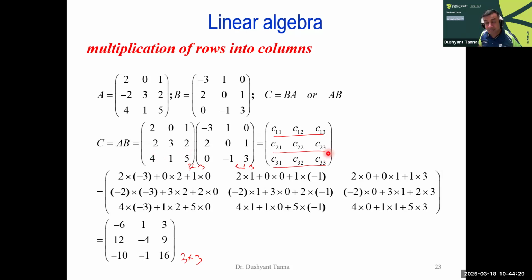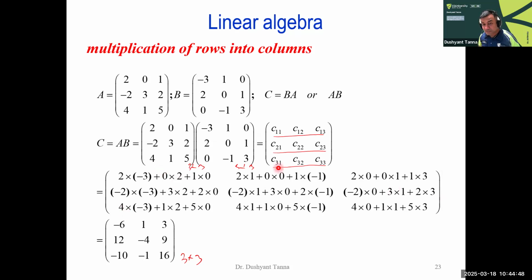Right, 2, 3. What does it say? Second row, right? Second row with the third column. Second row with the third column: -2 times 0, 3 times 1, and 2 times 3. Okay, wherever there is a minus, just put some brackets, so it's very easy to observe.